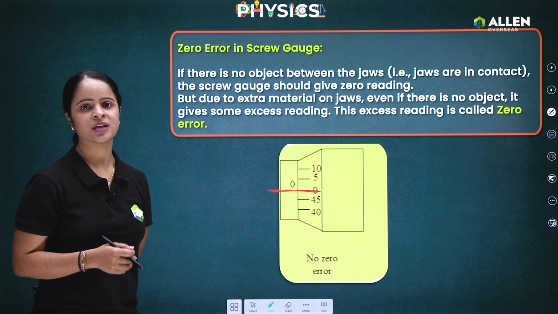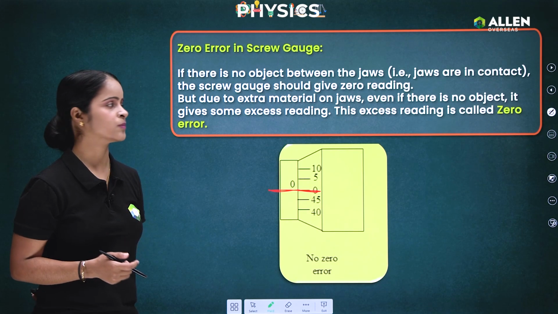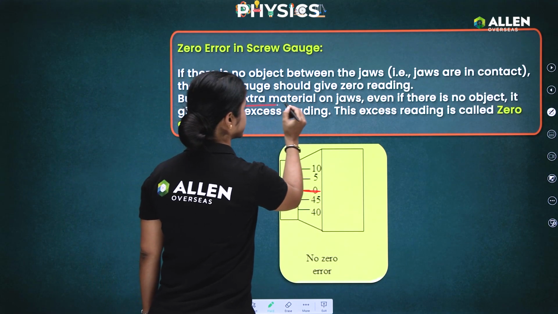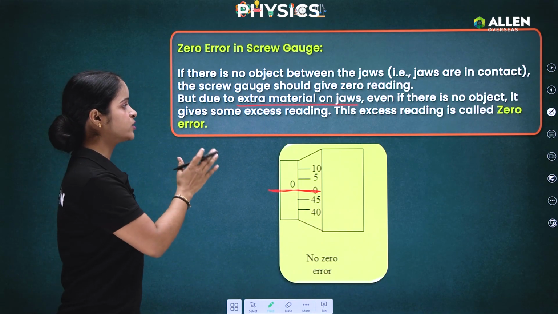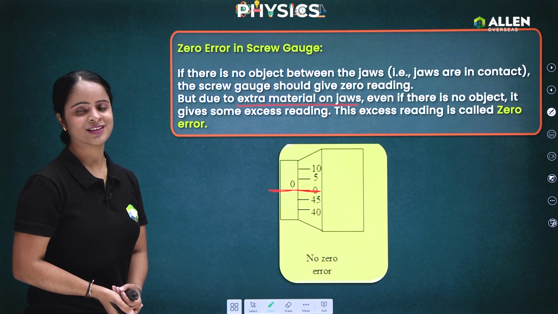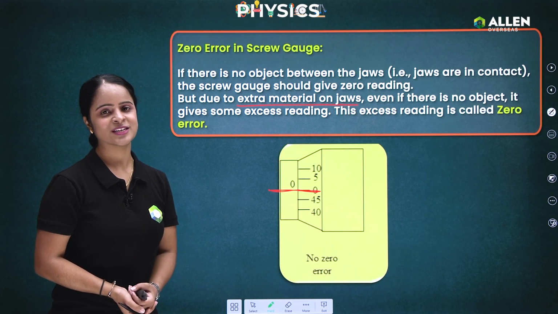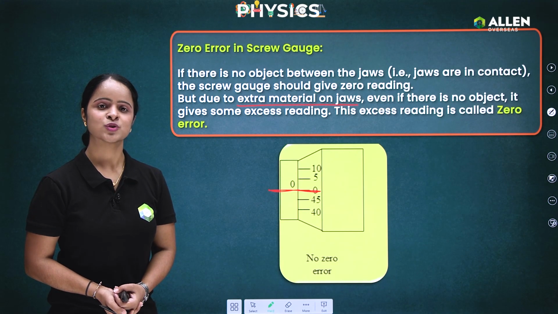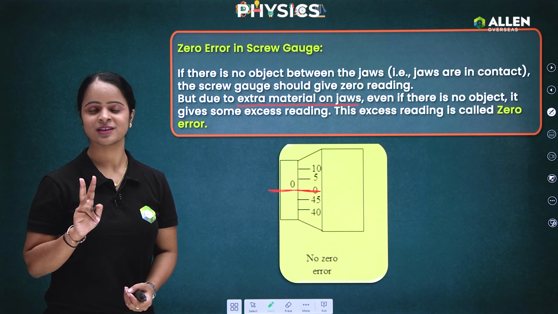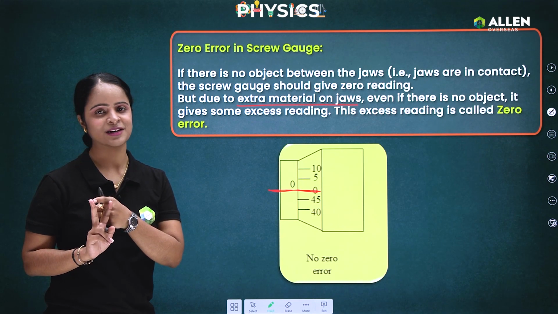But still, sometimes we will definitely find some error in this screw gauge. Because of what? Because of extra material on jaws. And this situation is going to create zero error in case of screw gauge. So definitely in the next slide, we are going to study about types of zero error in case of screw gauge. So basically there are two types of zero error in case of screw gauge. The first one is positive zero error and the second one is negative zero error.